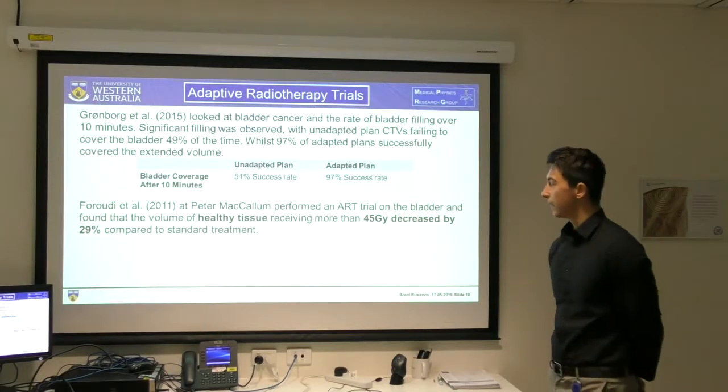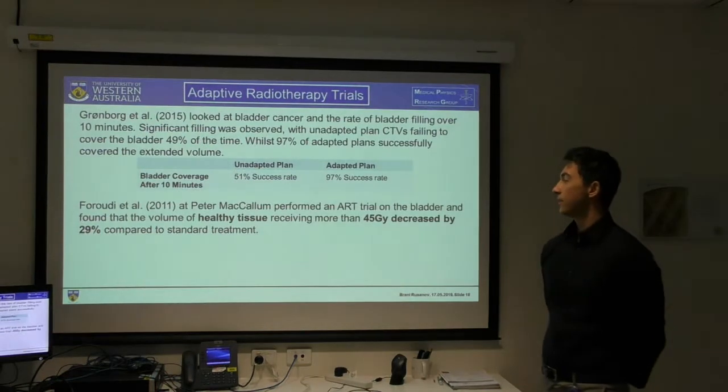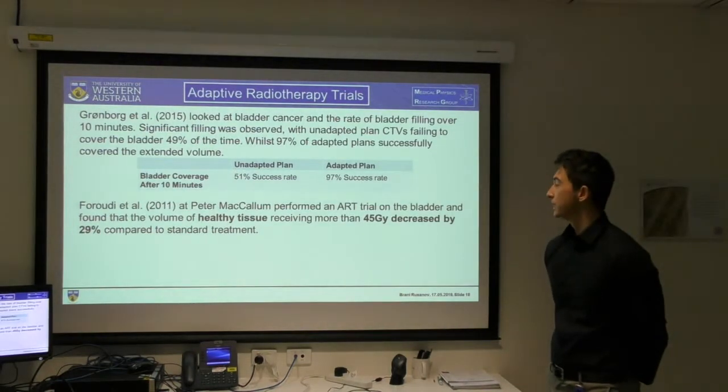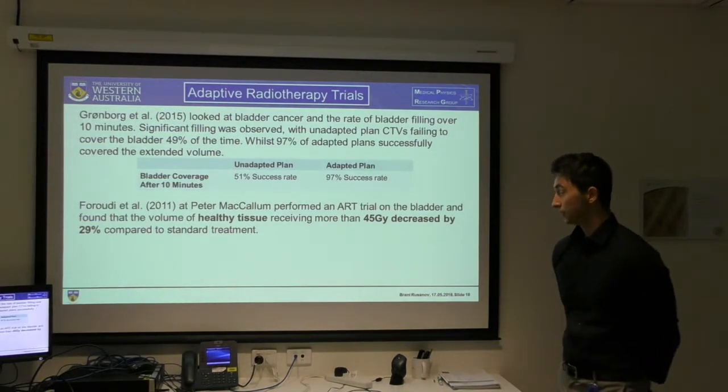Similarly, Rodi et al. at Peter MacCallum also performed an ART trial on the bladder and found that the volume of healthy tissue receiving more than 45 gray decreased by 29% compared to the standard treatment.